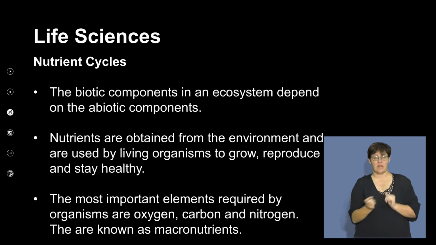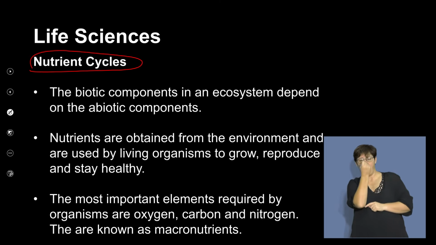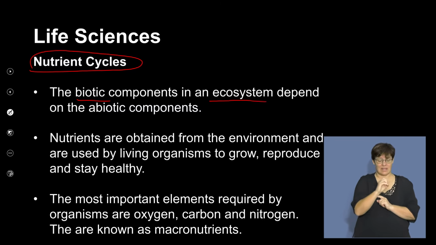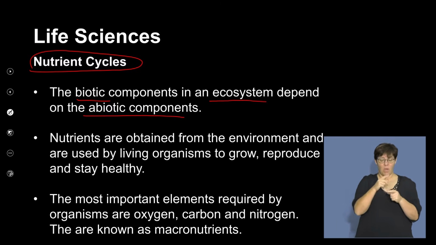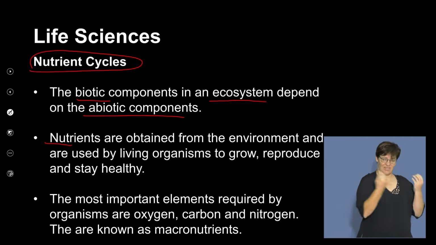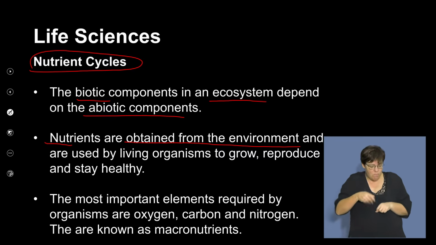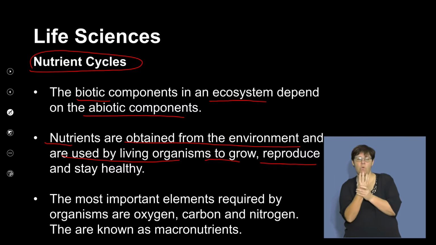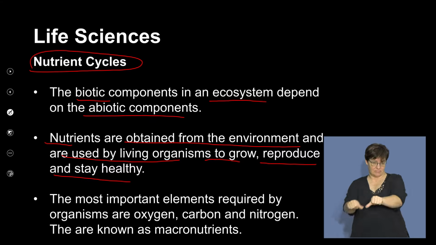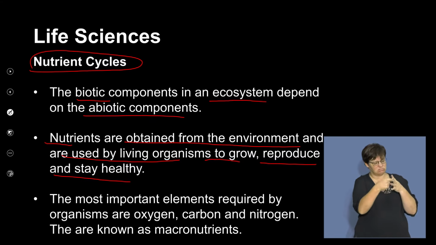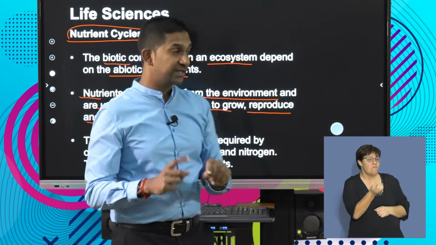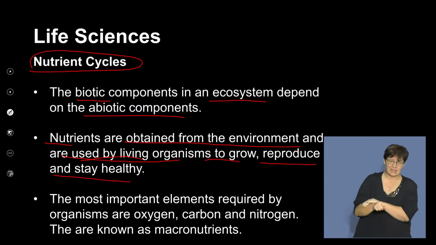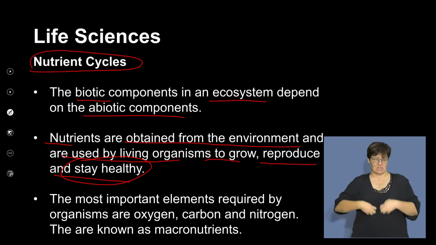Finally, guys, it's important that we have a thorough understanding of the nutrient cycle. As I mentioned, it's the biotic components of an ecosystem that depend on the abiotic components. Here we look at nutrients being obtained from the environment and used by living organisms to grow, reproduce, and stay healthy. So we refer to those as the essential characteristics of living organisms. And so nutrients are important for these processes such as growth, reproduction, and general metabolism or functioning.